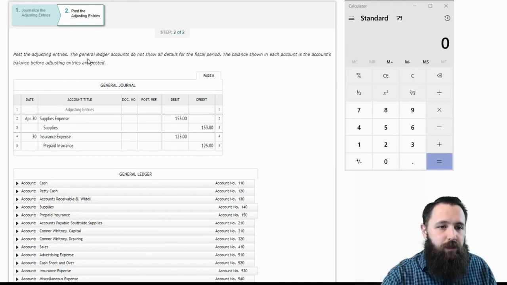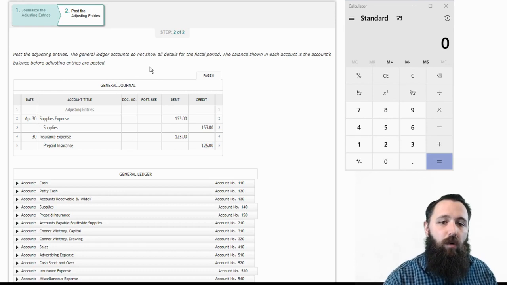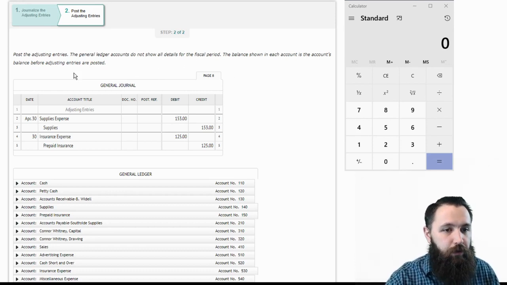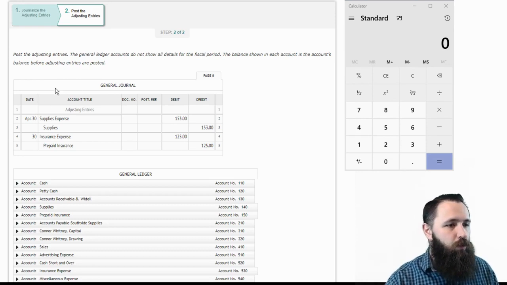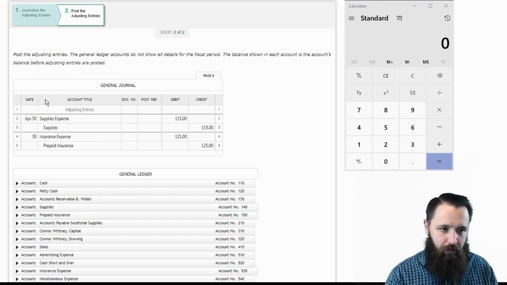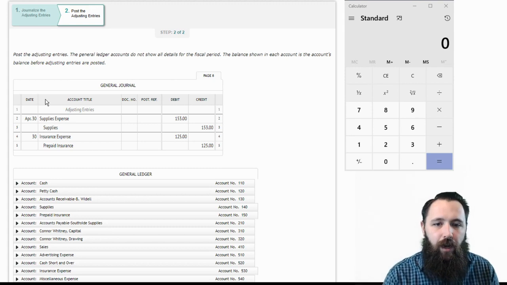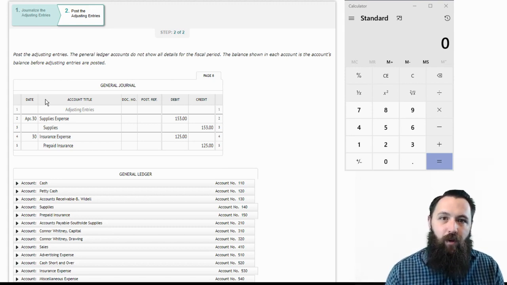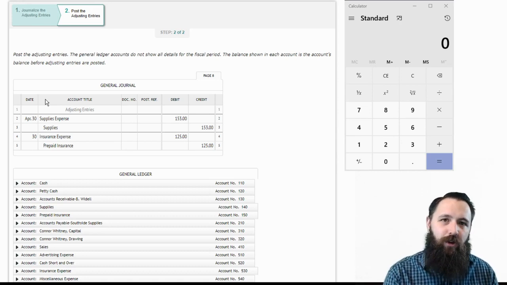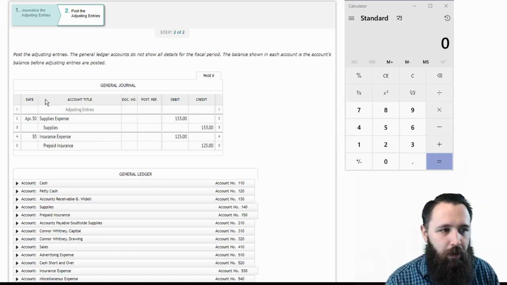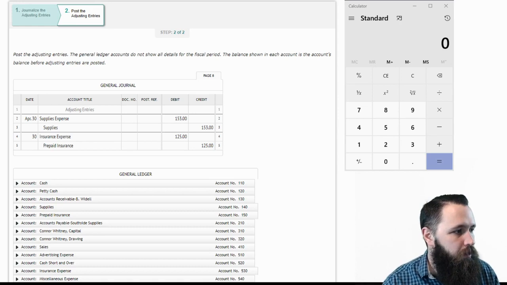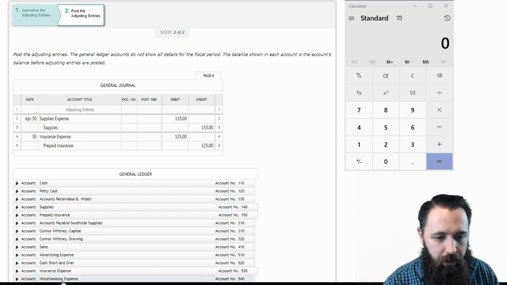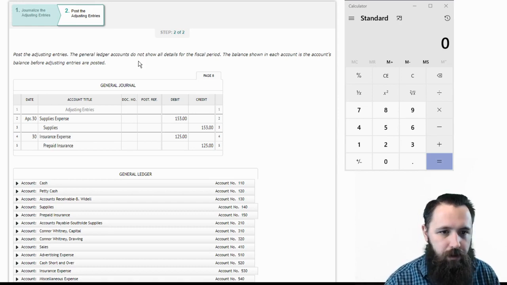As we post the adjusting entries, the general ledger accounts do not show all details for the fiscal period. The balance shown in each account is the account's balance before adjusting entries are posted. So once again, we need to remember that the worksheet is not an official document. We must record this in the general journal and then post it to the ledger to actually update our balances.